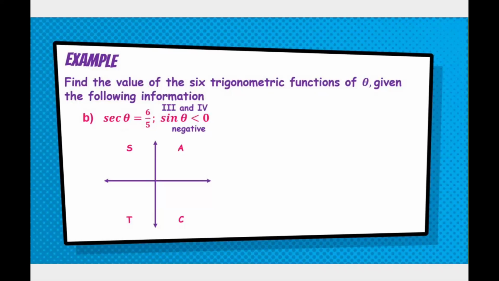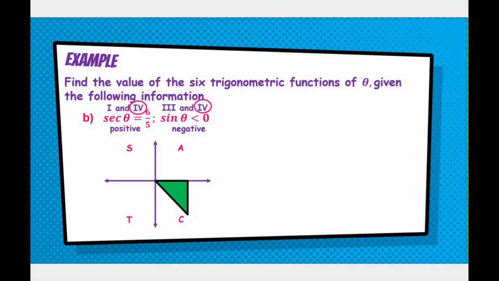And then cosine is positive. It doesn't say positive, but 6 over 5, it doesn't have a negative sign there. So 6 over 5 is a positive number. So cosine is positive in quadrants 1 and 4. So this is telling us where we need to draw our reference triangle. They both share quadrant 4. So this is where I need to sketch my reference triangle.